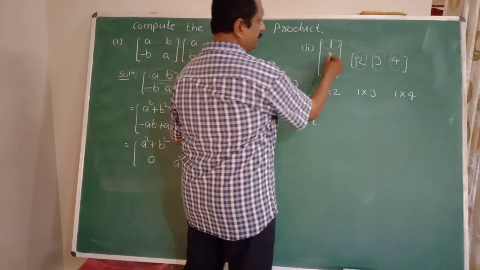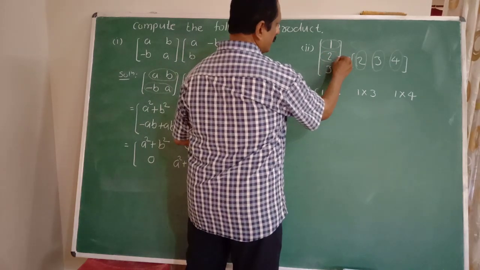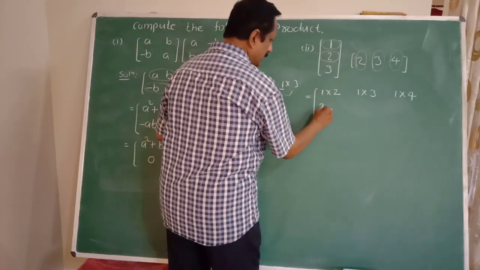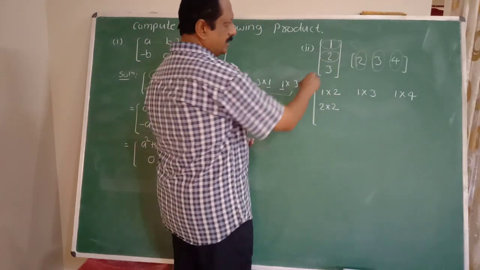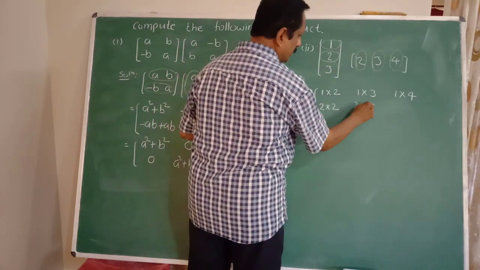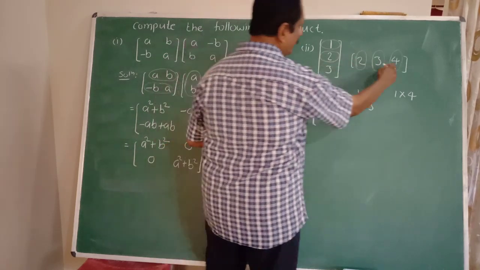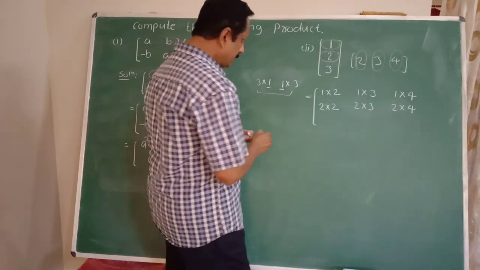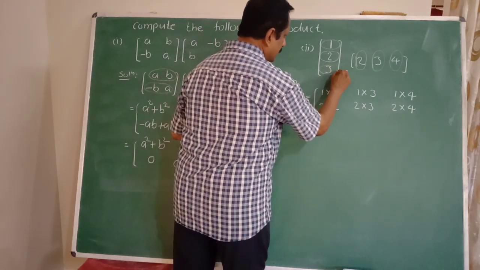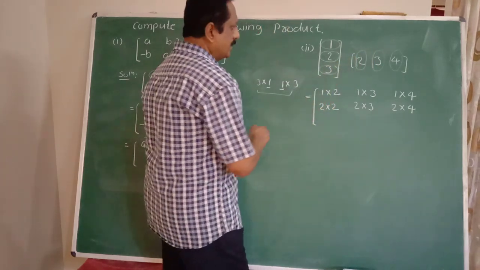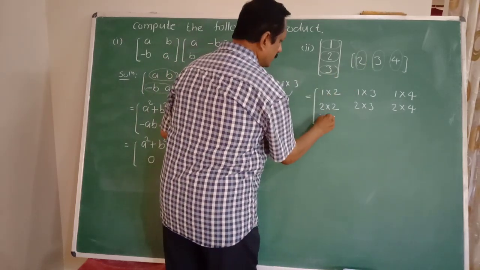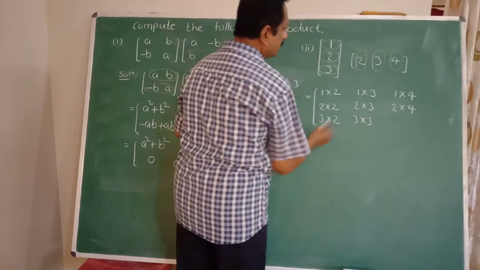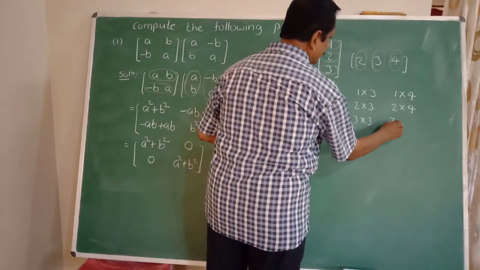Similarly, multiply the second row with these 3 columns: 2 into 2, then 2 into 3, then 2 into 4. Next, multiply the third row with these 3 columns: 3 into 2, 3 into 3, 3 into 4.